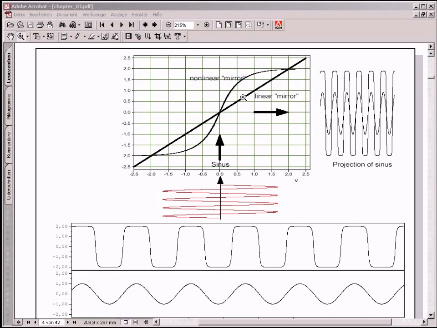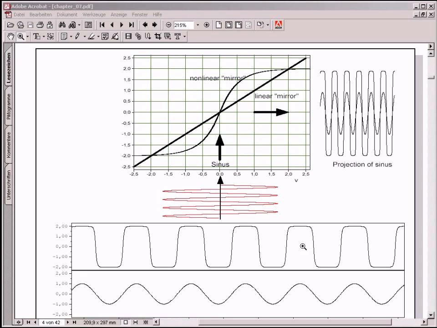A characteristic curve, which plays the role of the well-known mirror, describes the relation between the input signal and the output signal of the component or the process. The illustration shows that the curve of the signal is projected vertically upwards onto the characteristic curve, and from there horizontally to the right. The projection is the equivalent of the mirroring process.